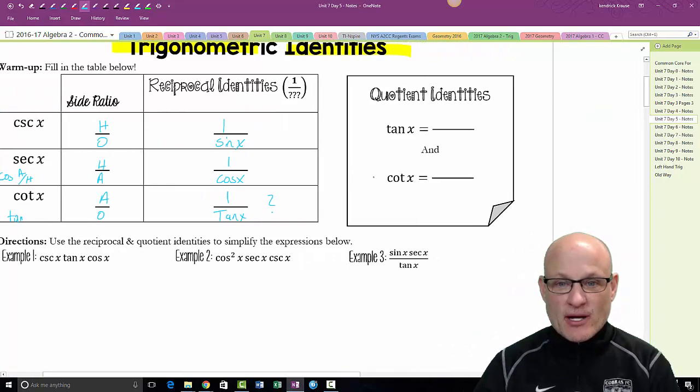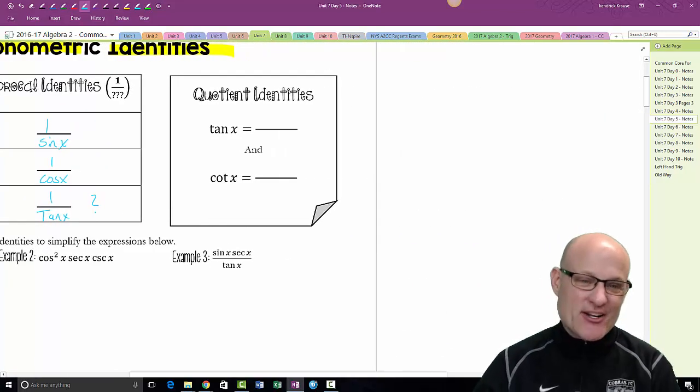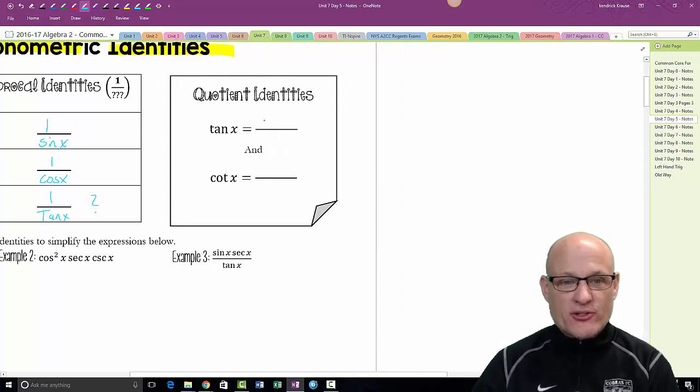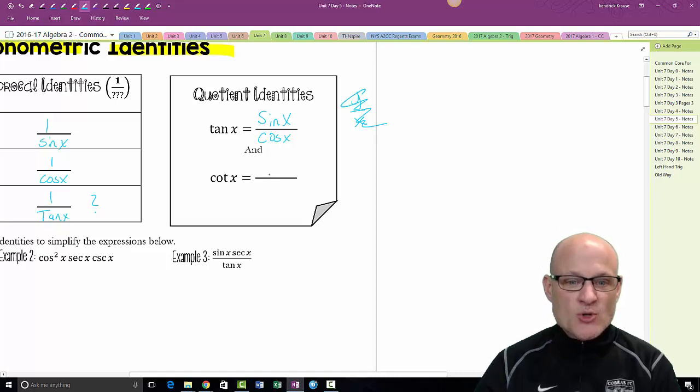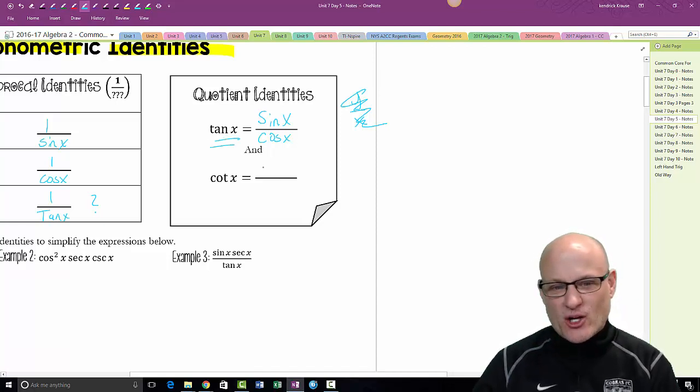Let's go over here and talk about some quotient identities. Tangent, and I've already made reference to this earlier, is y over x, right? Well, doesn't y in the unit circle represent sine? So this would be sine x, and x represents cosine, so this would be cosine x. I probably shouldn't be using x here, but I probably should be using theta or alpha or beta or gamma, just kidding. So if tangent is sine over cosine, then wouldn't it hold true that cotangent is cosine x over sine x?